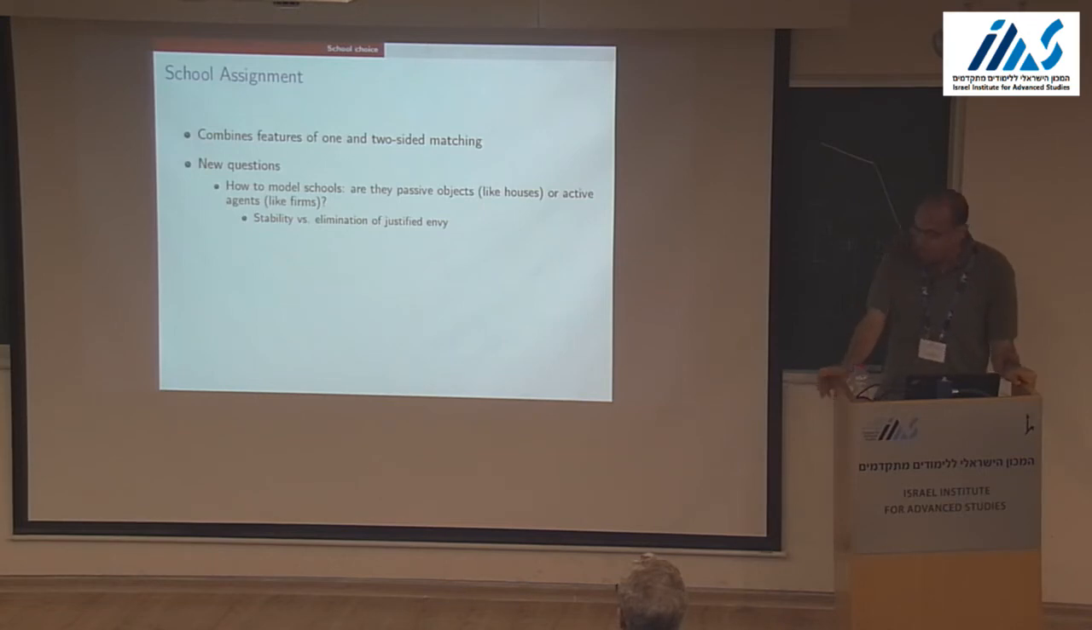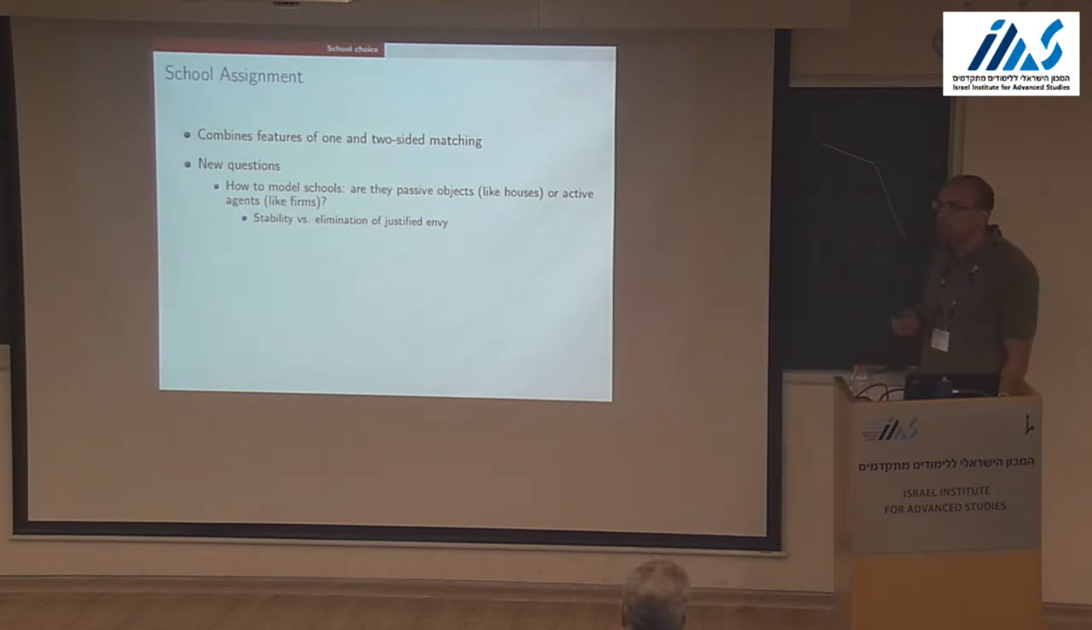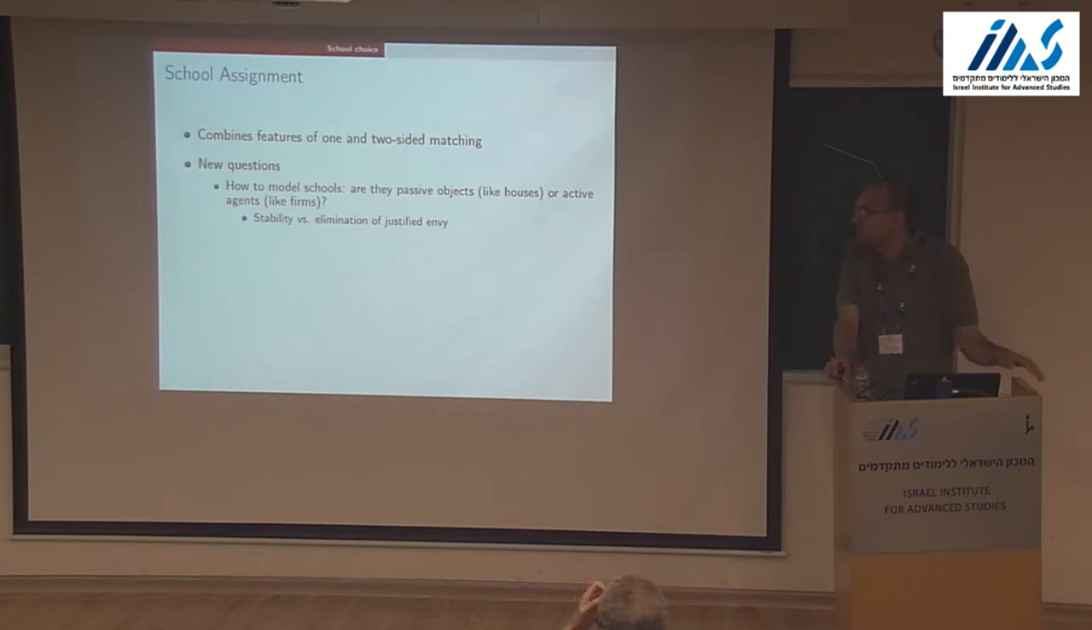So that's the first thing I've written here. So the new question with school assignment involves what do we think about our interpretation of schools and their preferences? So the dominant environment in the United States is schools actually do not actively rank students. The ranking comes from some exogenously given criteria, like do you live in the walk zone or do you have a sibling at the school?